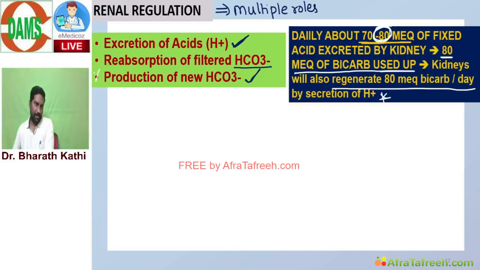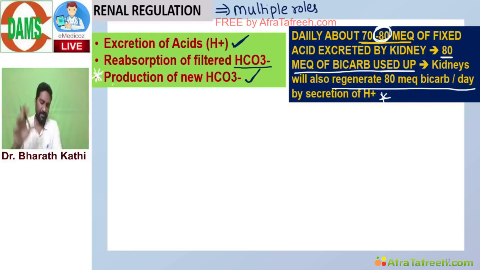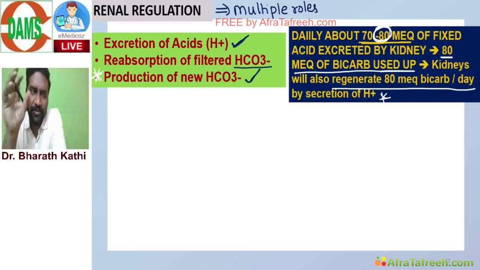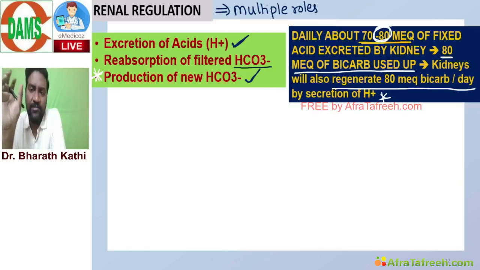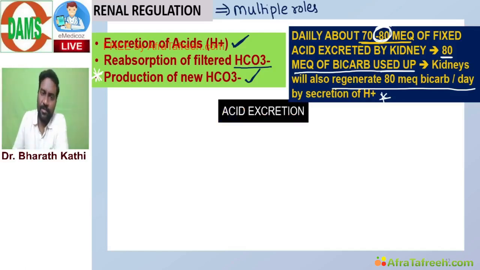This is the importance of the phrase, production of new bicarbonate. This production of new bicarbonate is necessary because the kidney is going to excrete some fixed acids. All these fixed acids will consume bicarbonate, and the consumed bicarbonate will be regenerated by your kidney. Let us see the concept behind this.